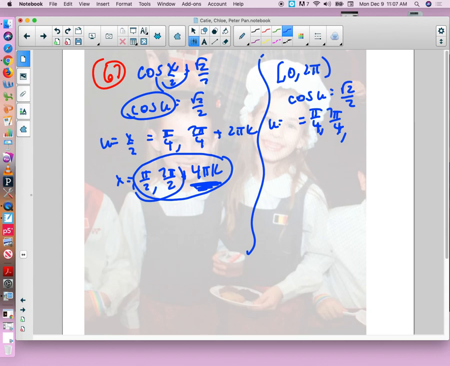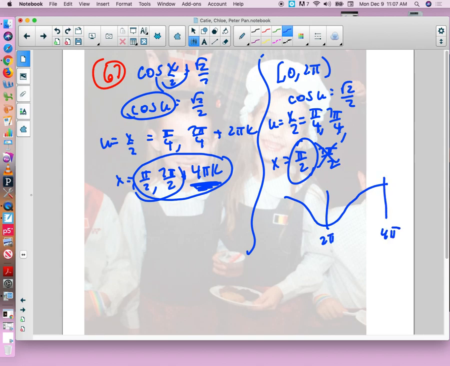When I put x over 2 back in, I get x is equal to pi over 2, and the next one would be 7 pi over 2. Does that fall between 0 and 2 pi? I don't need that one. It would only be that one, because this graph doesn't finish itself until it gets to 4 pi. Okay?